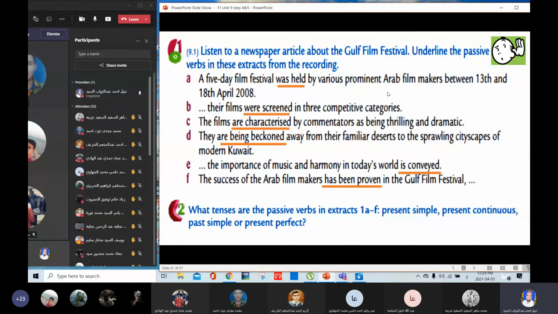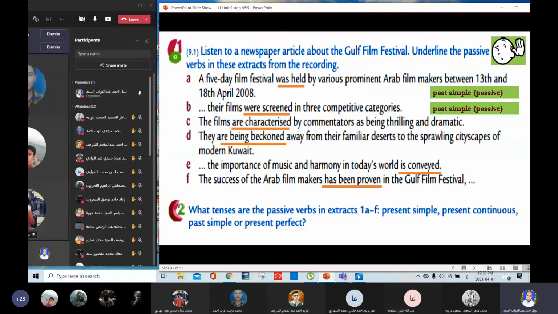Now the next exercise: what tenses are the passive verbs in extract one? Are they in the present simple, present continuous, past simple, or present perfect? So, was held. It's past simple passive. Okay. Were screened. Yes, Abdurrahman Mustafa. Were screened. Past simple. Very good. Are characterized. Present simple. Good.